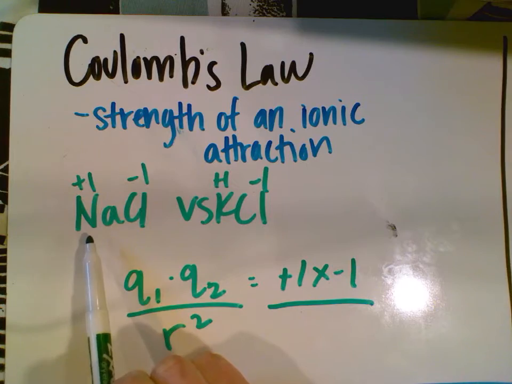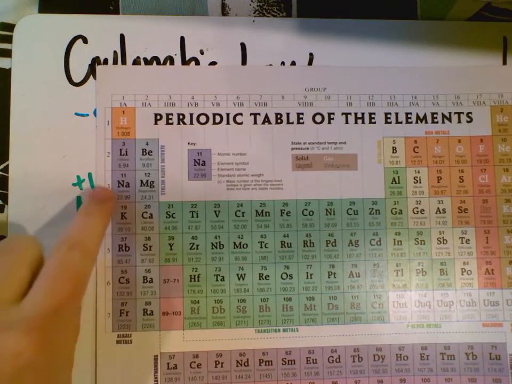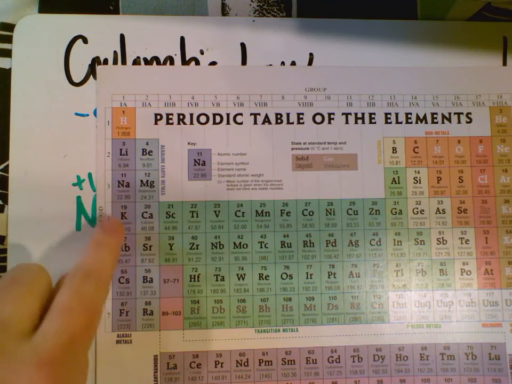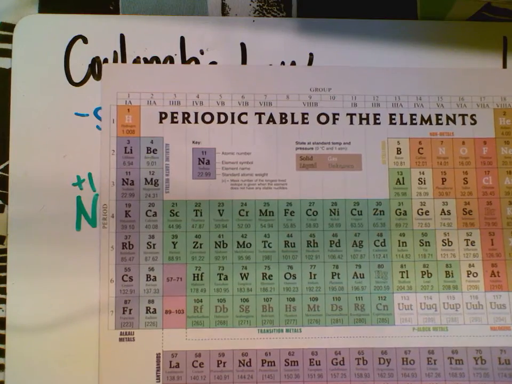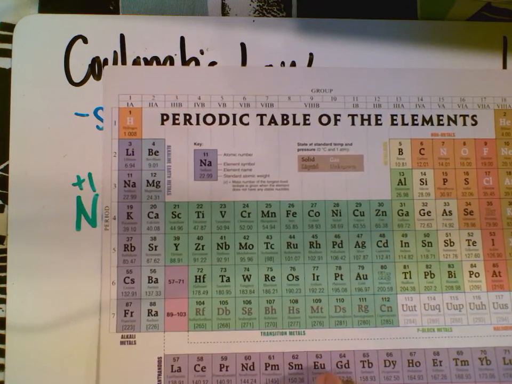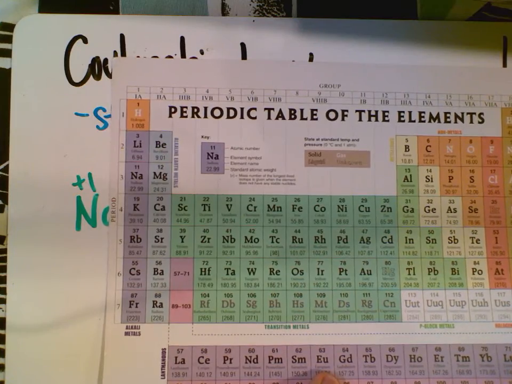Because of its location on the periodic table, Na is 1 period higher than K. And this means that Na is going to have a smaller radius than potassium. Hopefully you know your periodic trends well. It's super important for your Coulomb's law.